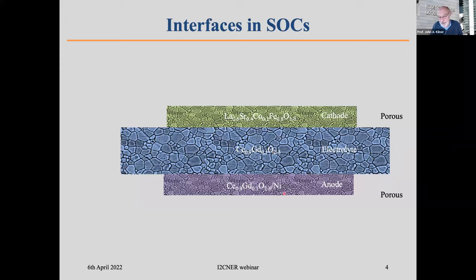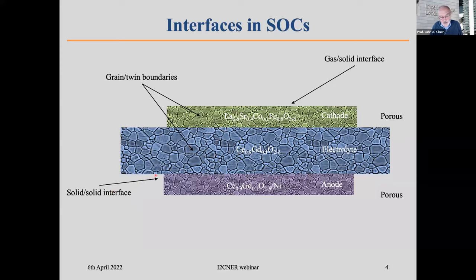But we already are beginning to build up quite a complex structure. And there are many interfaces in this structure. There's the gas-solid interface at the cathode, where oxygen exchange takes place. Internally in these ceramics, there are grain boundaries which can block or can transmit oxygen. There are also twin boundaries in some of these materials. Also in the electrolyte, we have the same possibility of grain boundaries.